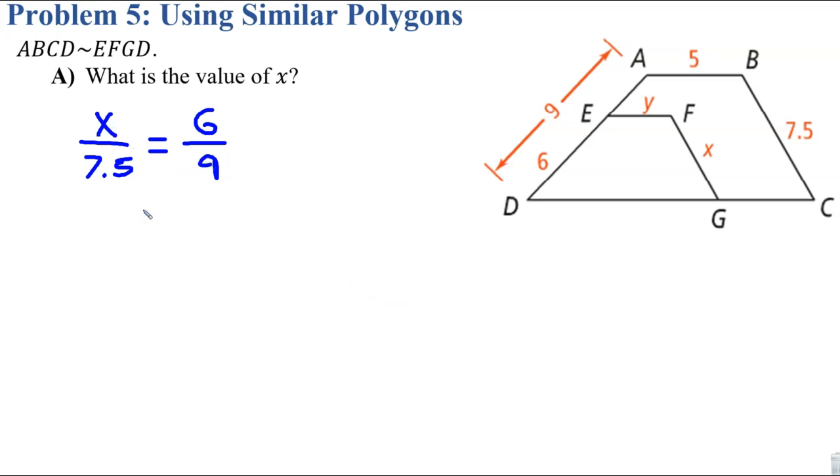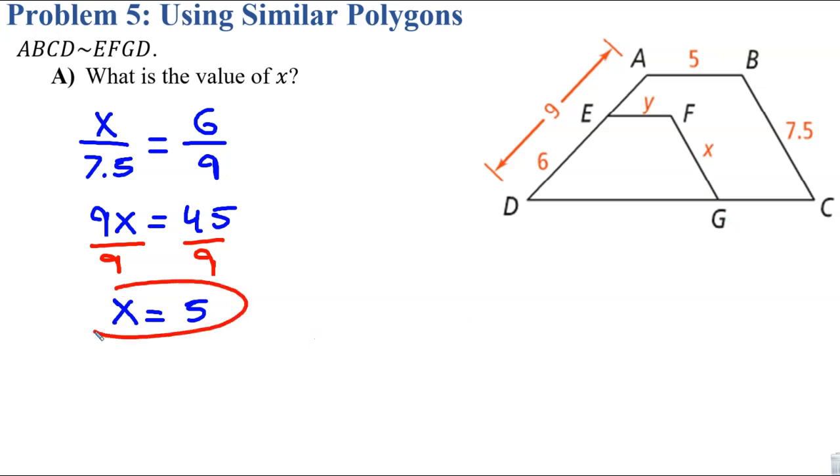Okay, cross product, 9 times x is just a 9x, is equal to the other cross product, 7.5 times 6. When I do that, I get a 45. So we cross multiply, then we can divide both sides by 9. And we end up with x is equal to 5, for a side length FG. Okay, so that's how we can use proportions to solve for missing parts of similar polygons.